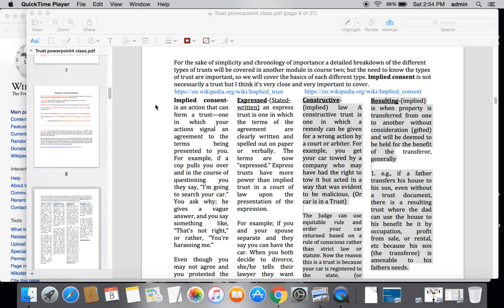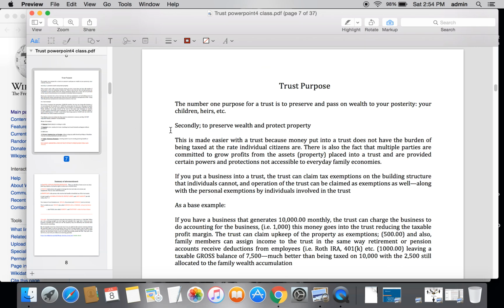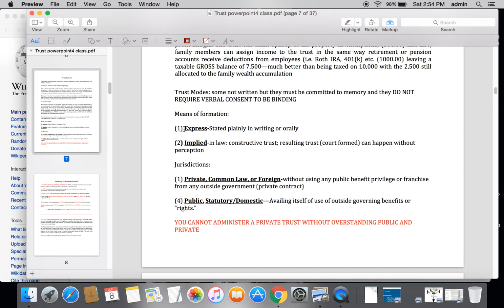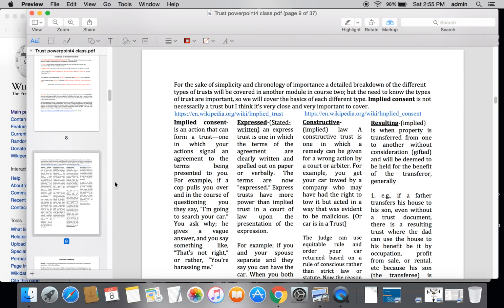Now, we discussed earlier, let's get back to it, the express trust, the implied trust. Okay, we discussed that already. So now we're going to go to the breakdown of exactly what circumstances create an express trust and what circumstances create an implied trust. This is not all inclusive, but it is the basic principle of each type.